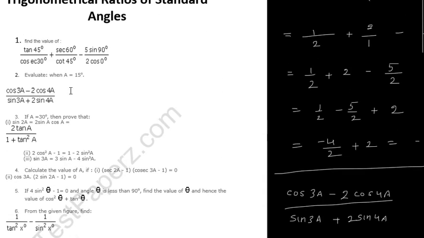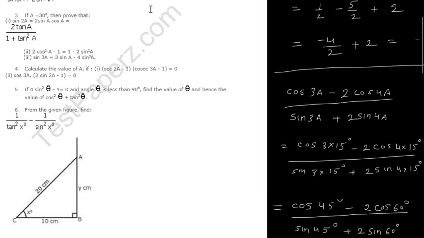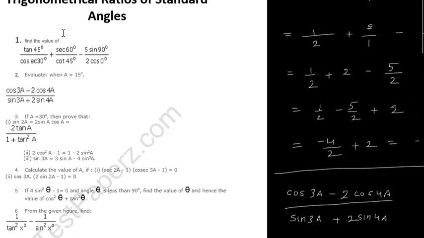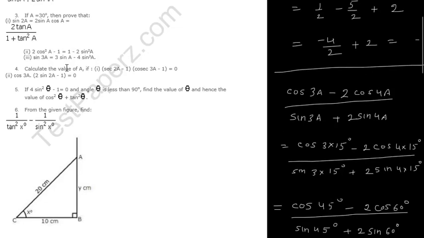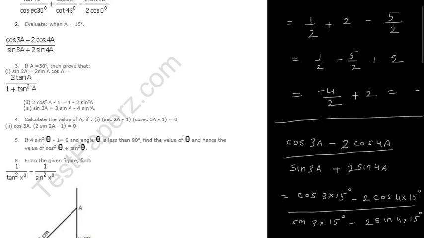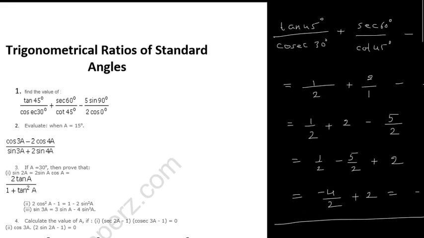Second question done. Now third question: sin 2a is equal to 2 sin a cos a, which is equal to 2 tan a upon 1 plus tan square a. What is this? We have to find the value. If a is equal to 30 degree, then we have to prove. Okay, so let us first erase all these things.